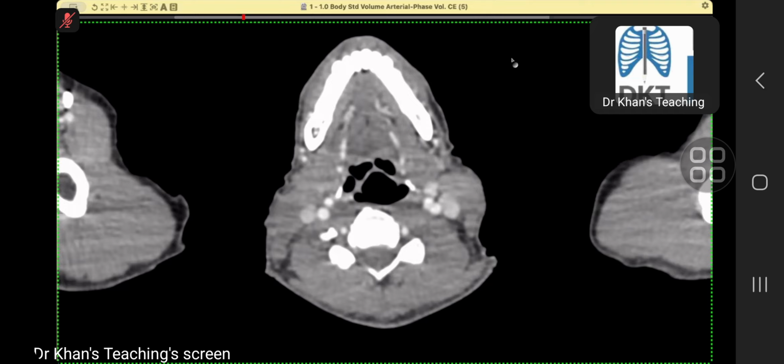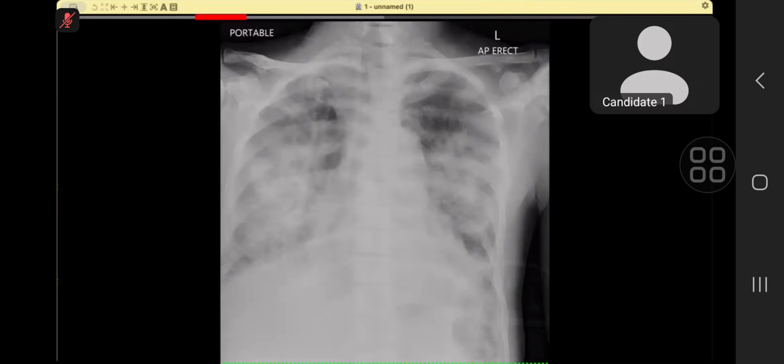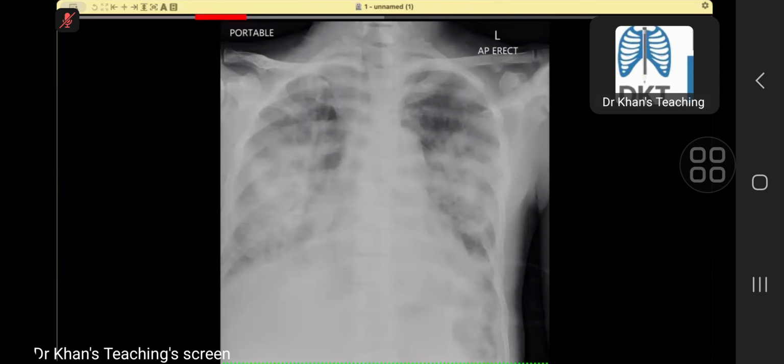So let's go to candidate one. You are still with us. Yes, I am here. Okay, this is your last case. Now, this is a 37-year-old male. The patient presents to A&E with acute respiratory failure type of symptoms, fever, very toxic, horrible breathing. So over to you.